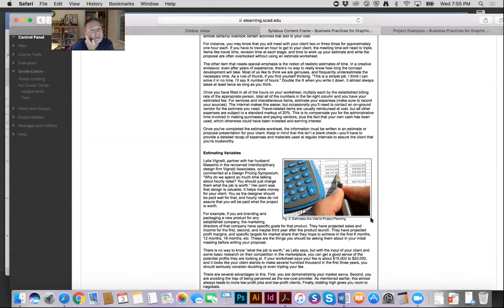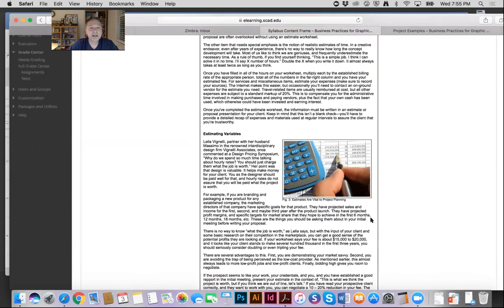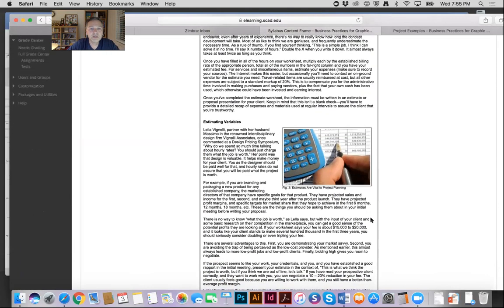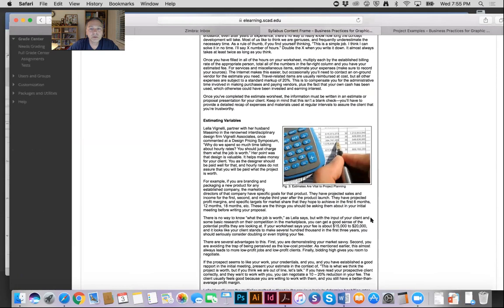So some of you guys have read this story about Leila Vignelli. It's a wonderful, wonderful story. I don't know if you guys know Massimo Vignelli. I consider Leila a goddess, and Massimo, her husband, is a god of design. We have lots of gods and goddesses out there that we celebrate as designers.